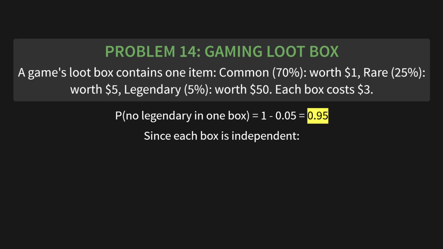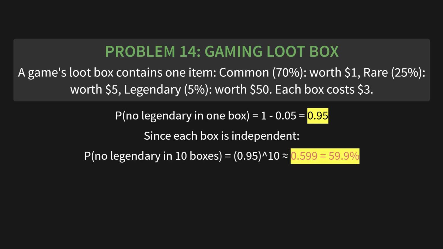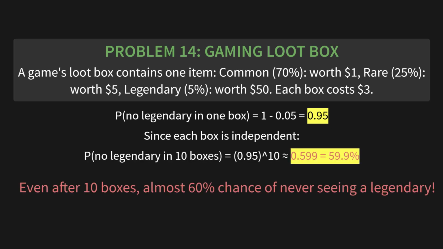Since boxes are independent, we multiply. 0.95 to the 10th power. 59.9%. Even after spending $30 on 10 boxes, you're more likely to get 0 legendaries than to get even one. Feel that frustration? That's by design.